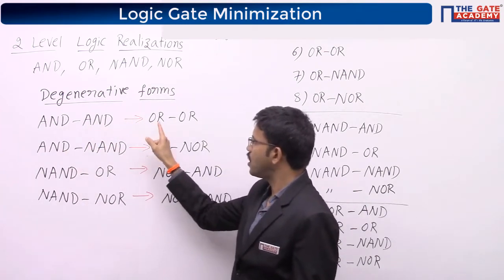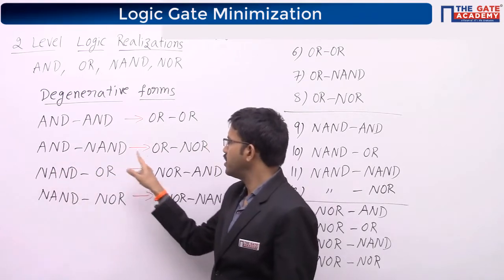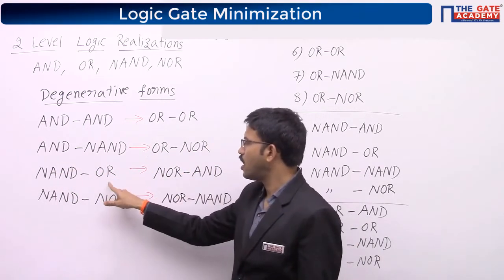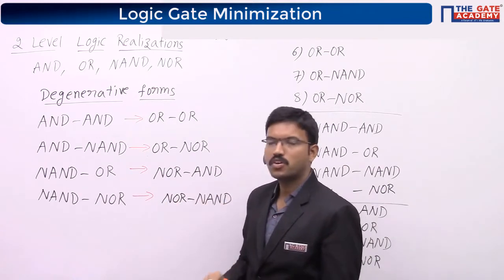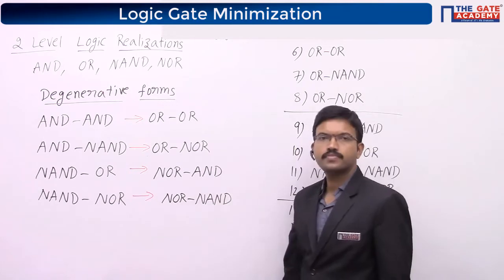AND gate dual is OR gate. Similarly, AND gate dual is OR, NAND gate dual is NOR. Next, NAND gate dual is NOR, OR gate dual is AND. Next, NAND gate dual is NOR, NOR gate dual is NAND.